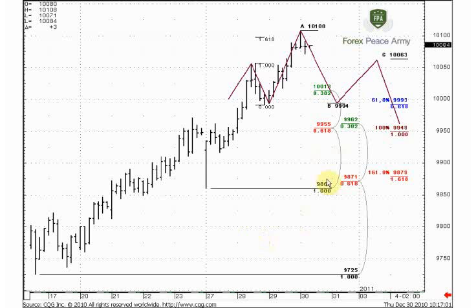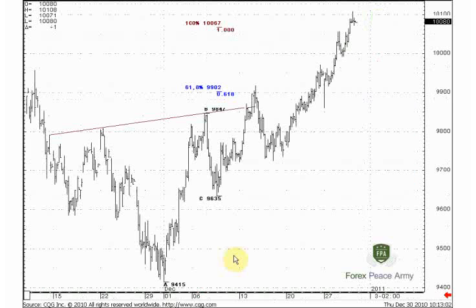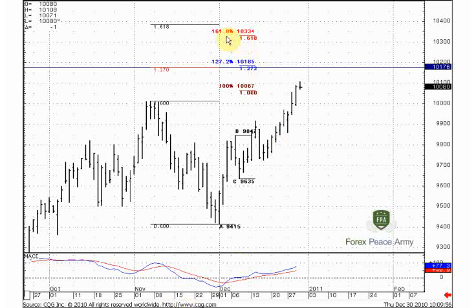And if the market holds here, the next target on the daily time frame, I think, my extended target, is 1030.